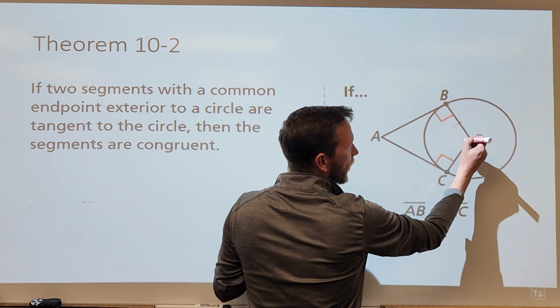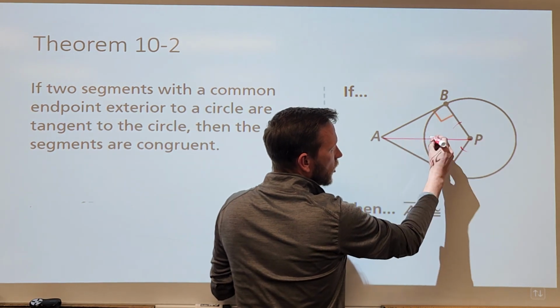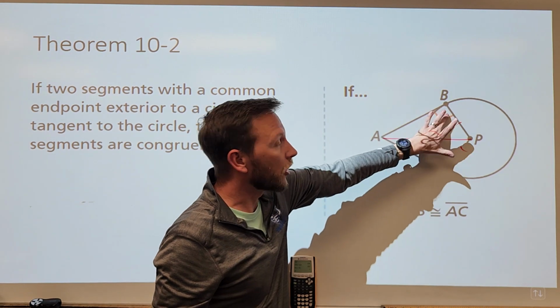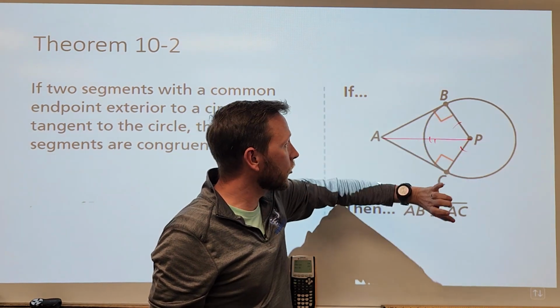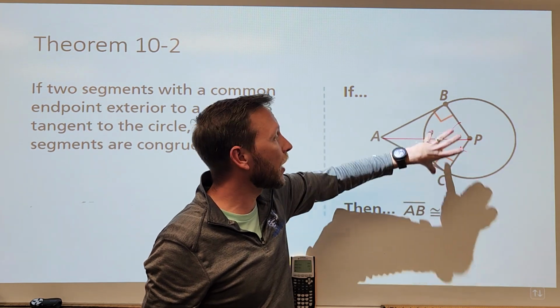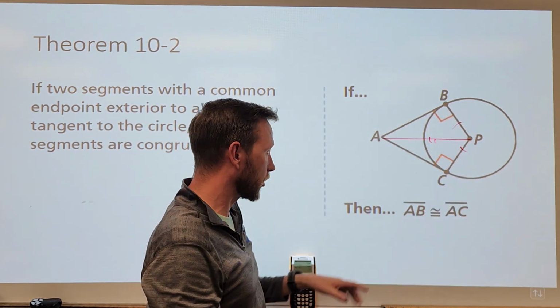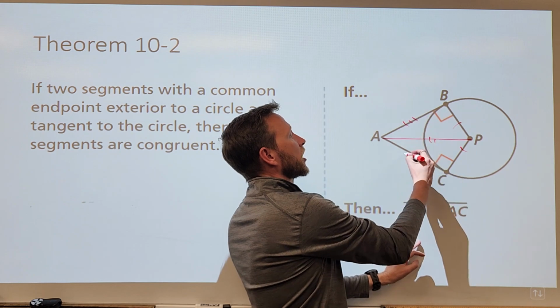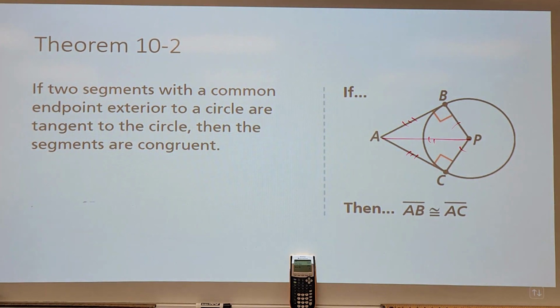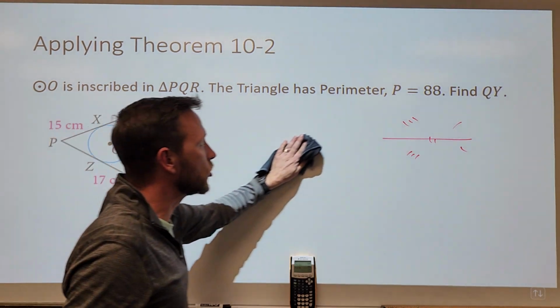We know that these segments are congruent, and we know that that segment is congruent to itself. These are tangent, so we know that these are right angles, and this is a right triangle where the hypotenuses and the legs are congruent. So by hypotenuse leg, these triangles are congruent. And if these triangles are congruent, then segment AB is congruent to segment AC. There's an explanation for why that's true. And now we are going to use that.